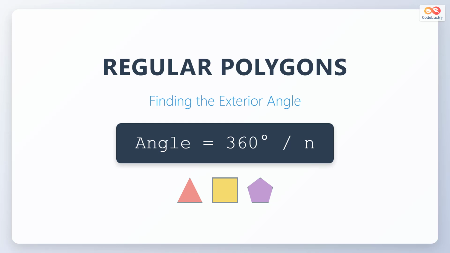Welcome to this geometry tutorial on regular polygons. Today, we are going to learn a very simple yet powerful formula to find the exterior angle of any regular polygon. The formula is 360 degrees divided by n.